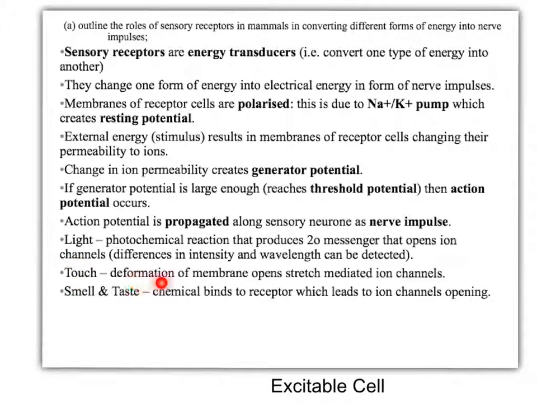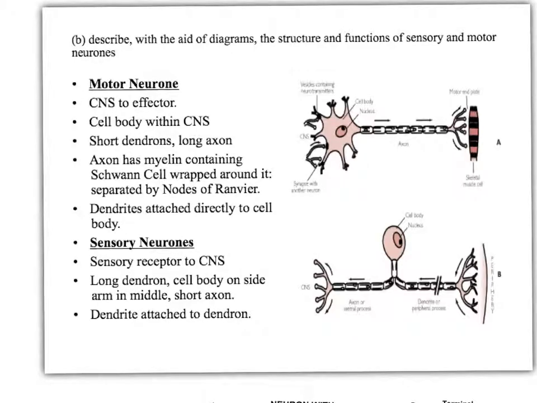And touch deformation of membranes opens stretch-mediated ion channels, and smell and taste chemical binds to receptor, which leads to ion channel opening. Okay, so that's how all these sensory receptors actually work. Now, if I move on to the next slide, this slide deals with the structure of two types of neuron, a sensory neuron and a motor neuron.